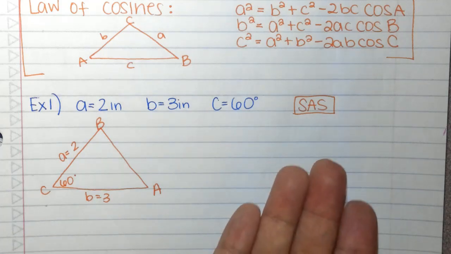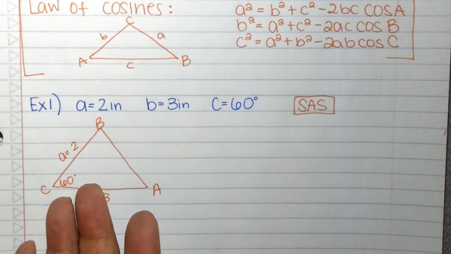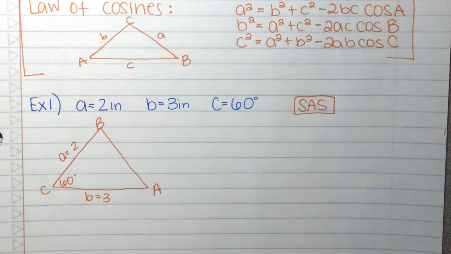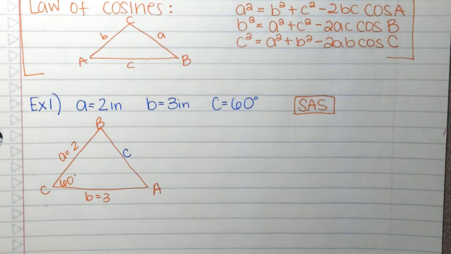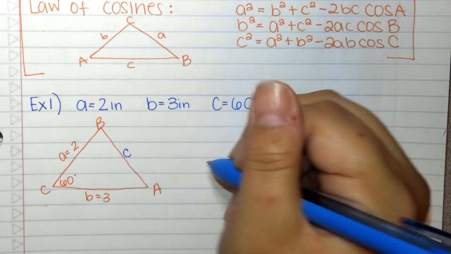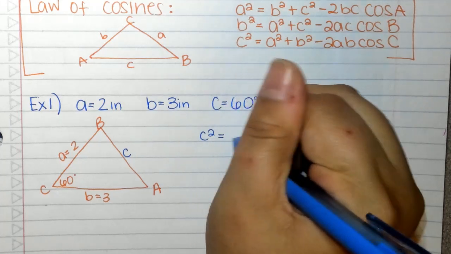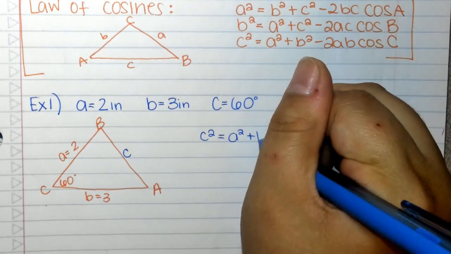How many triangles is SAS going to have? One every time. Why? Because it's SAS. All right. So what do I do now? What am I looking for? I'm going to do law of cosines because it's SAS, and I'm going to find the other side, C. How do I find the other side, C? C squared equals, and you are going to have to write the formula out.